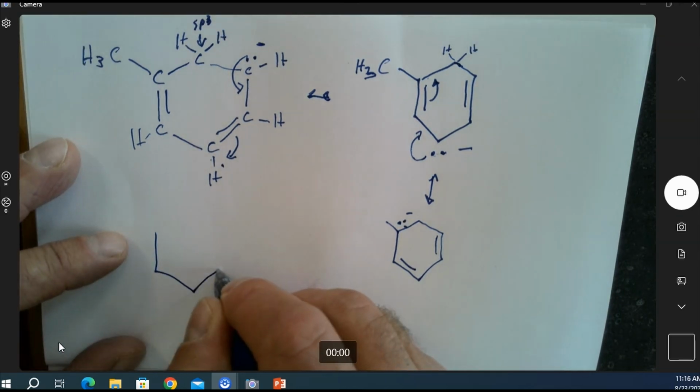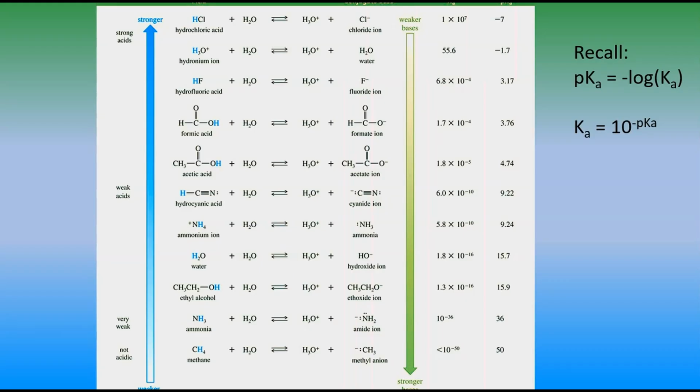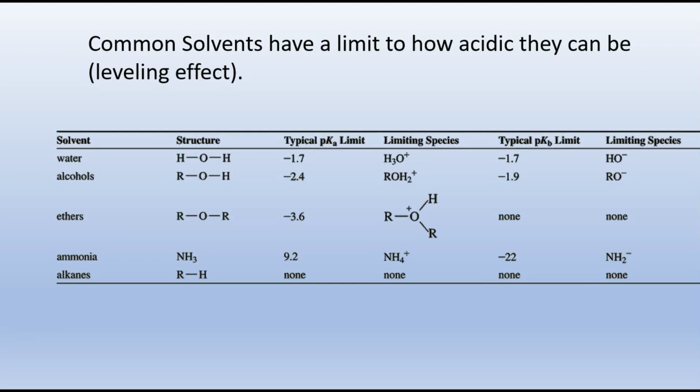And so it started out looking just like this. Here's where we left off yesterday. Depending on your solvent, like if you're in water and you add H2SO4, the strongest acid that forms is your hydronium ion. So any acid stronger than hydronium ion just makes hydronium. Same thing happens with the base. So common solvents have a limit to how acidic they can be.